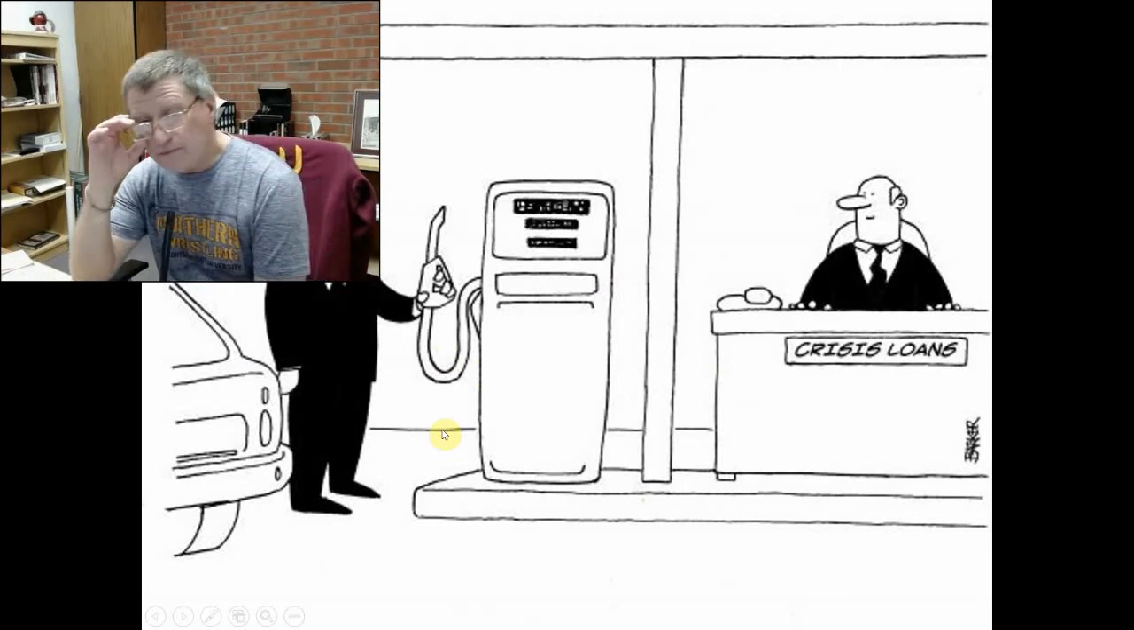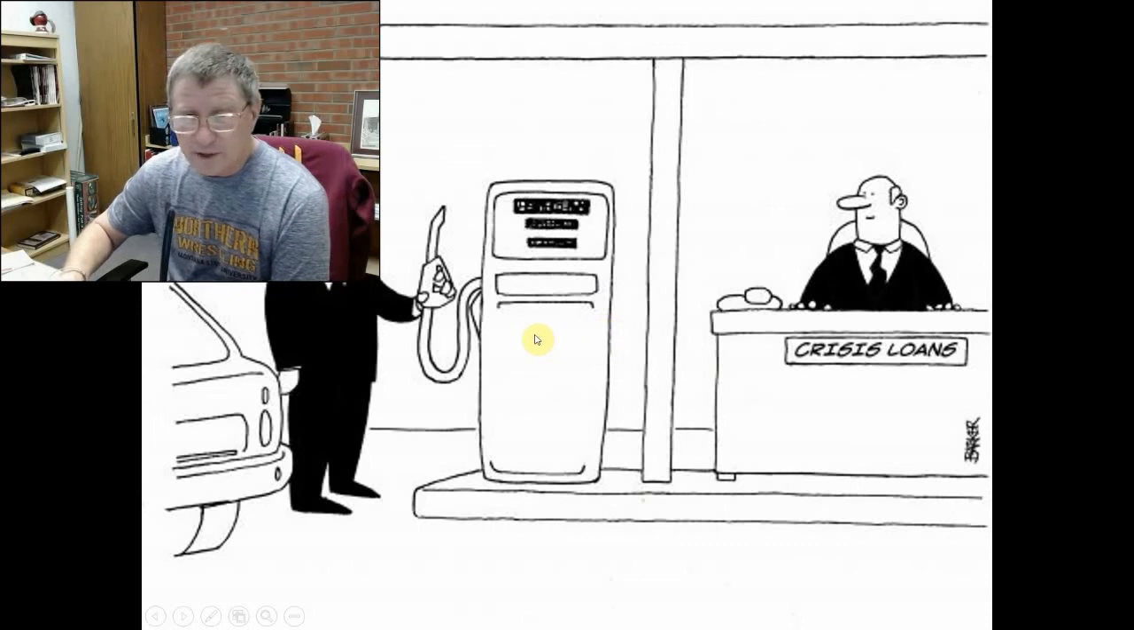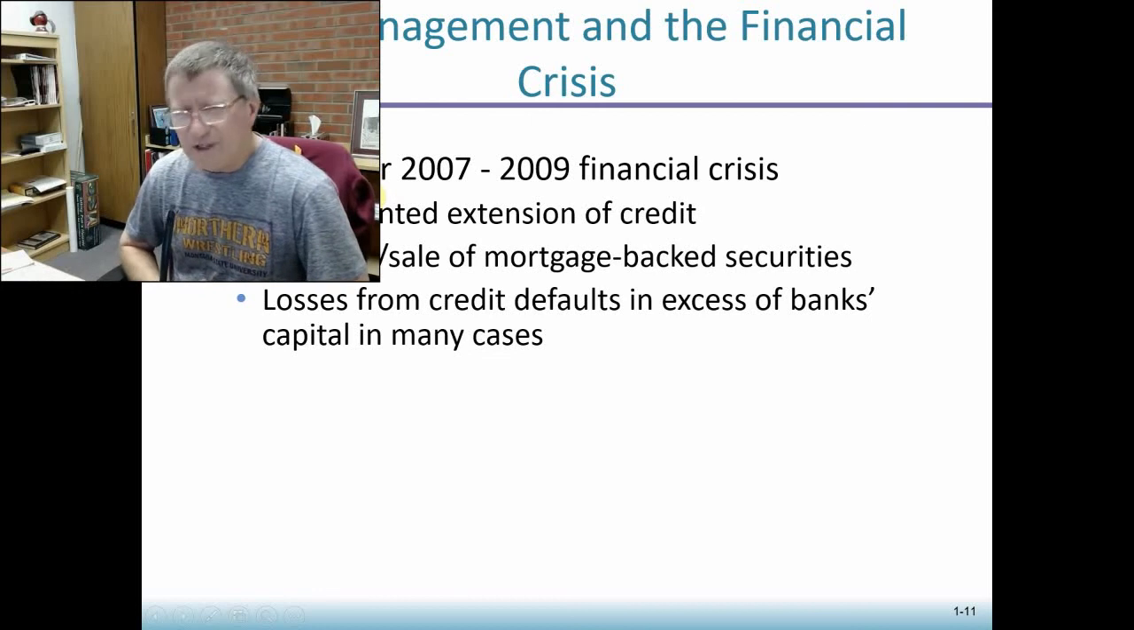There we go. Gasoline was up nearly 50%, I think 49.6% last year, which we all know as we went to the gas pump. But it's been higher than that in the past. So, reasons for the 2007 through 2009 financial crisis, and again, you guys were kids, most of you, when that happened, there was some crazy, unwarranted extension of credit. It just got carried away.